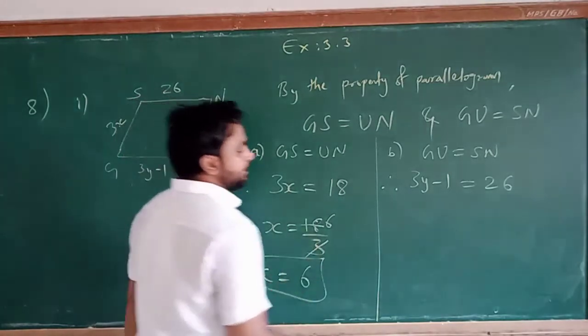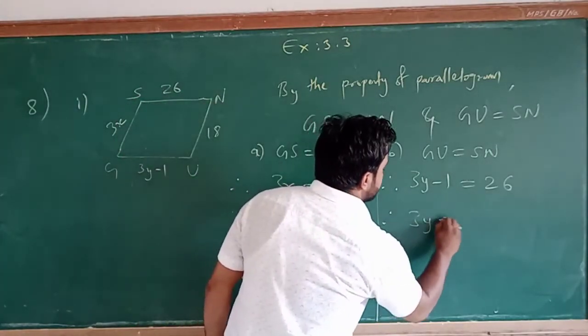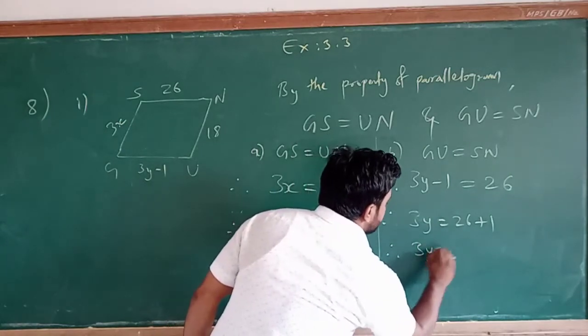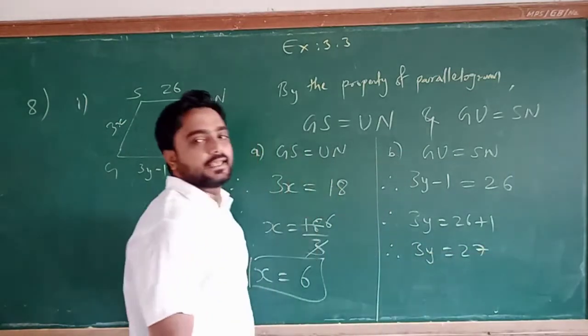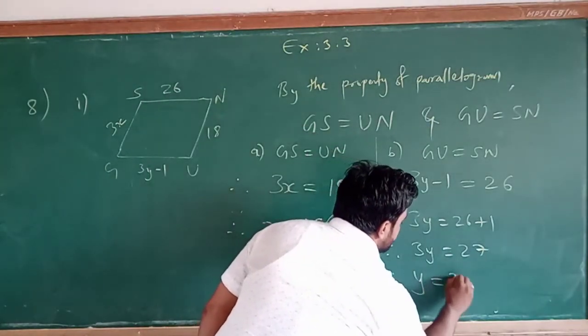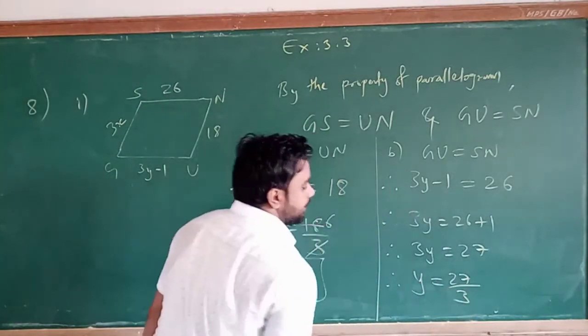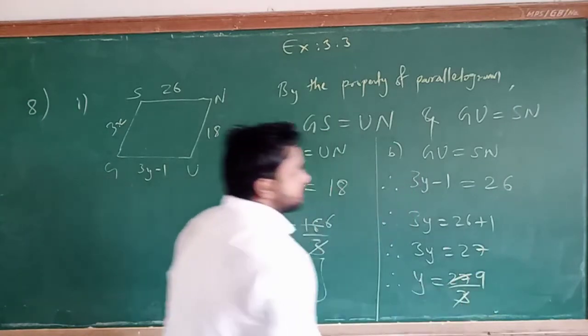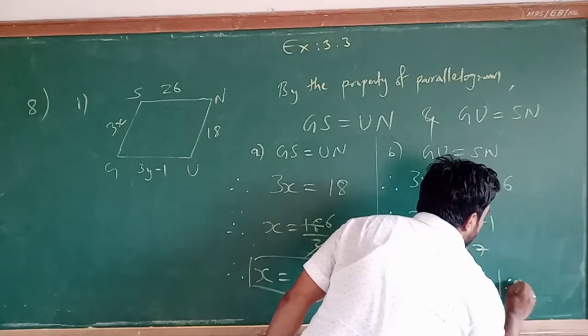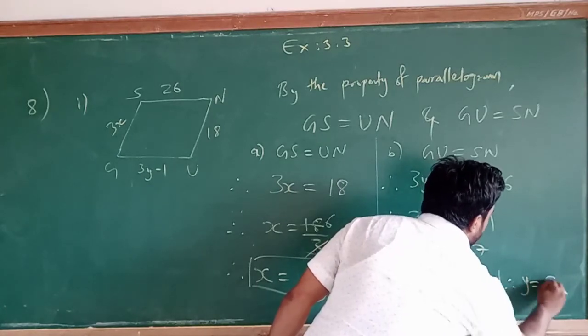Changing the side of the minus 1, so therefore 3y is equal to 26 plus 1. So therefore 3y is equal to how much? 27. Changing the value of 3, therefore y is equal to 27 upon 3. So 3 9s are 27. So finally the value of y we are obtaining, that is equal to how much?